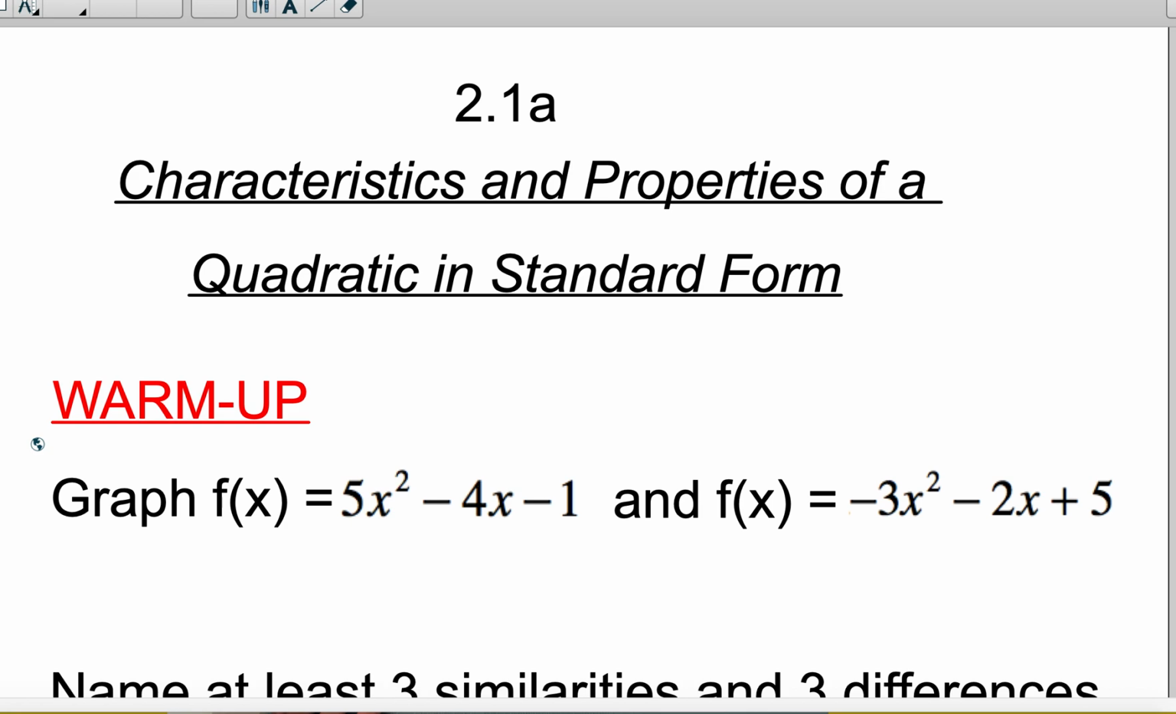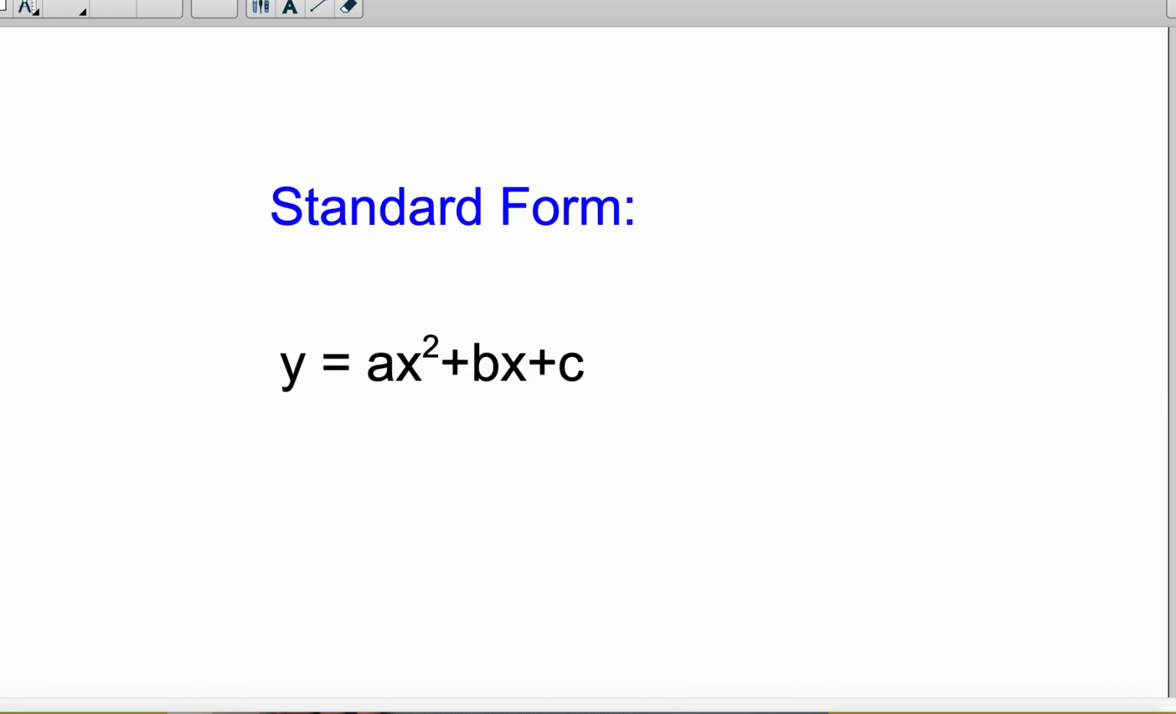Okay, welcome to Unit 2. We're going to do 2.1, just Part A today, and it's all about the characteristics of quadratics, right? I know you did a little stuff with quadratics. This unit will go into a lot more detail. I'm going to skip the warm-up for now and just jump right in.